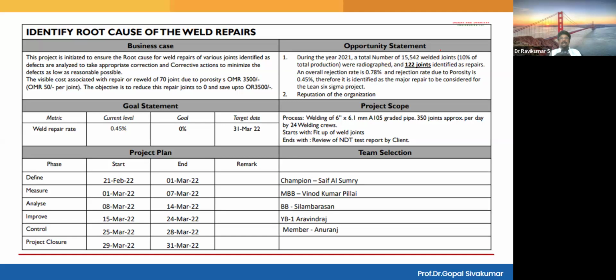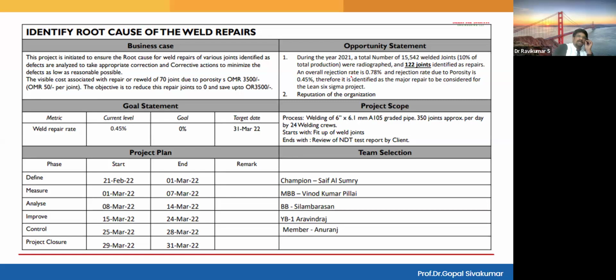So what is the pain statement or opportunity statement? The pain statement or opportunity statement says that out of 15,542 weld joints, 122 were rejected. 122 were identified as repairs when you do a radiography testing. So the overall rejection is 0.78 percentage, and due to porosity 0.45 percentage. Because of porosity, a lot of rejections are happening. So it creates a bad image on the organization. So this is the pain statement.